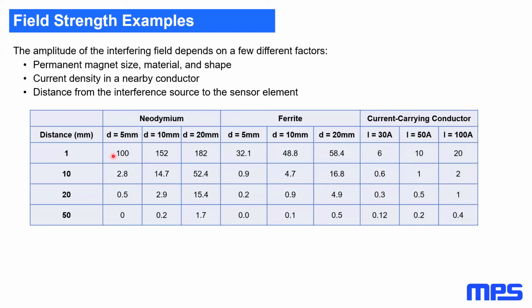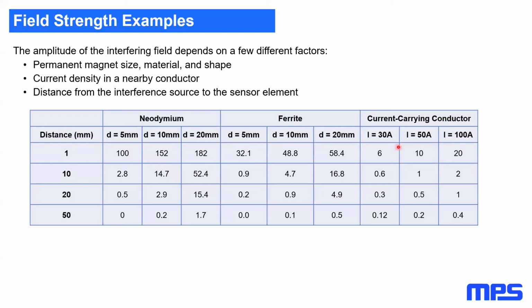With a small distance, as one would expect, I get a pretty large interference. These are numbers in millitesla, which might not mean a whole lot, but I'll put this in context in a second. Just to give you an idea, what we're looking for in a position sensor is somewhere between 15 and 50 millitesla for a target field. So if I've got 100 millitesla of interference field, that's real bad.